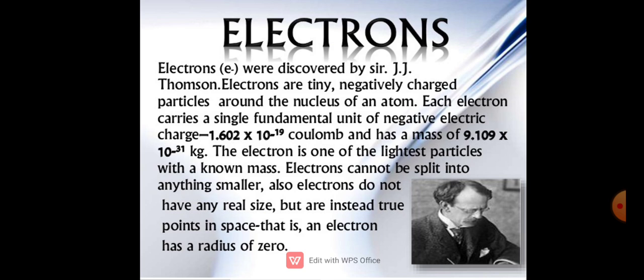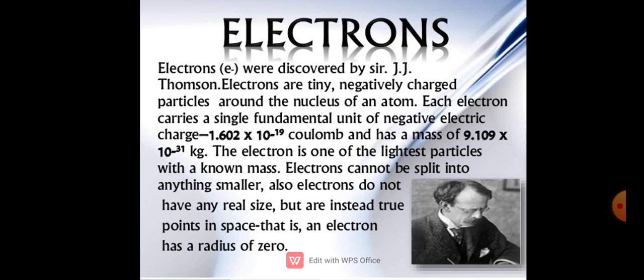Then we discuss one by one the fundamental particles, the electrons, protons and neutrons. Electrons were discovered by Sir J.J. Thomson. Electrons are tiny negatively charged particles around the nucleus of an atom. Sir J.J. Thomson discovered electrons, which are minute negatively charged particles present around the nucleus of an atom.